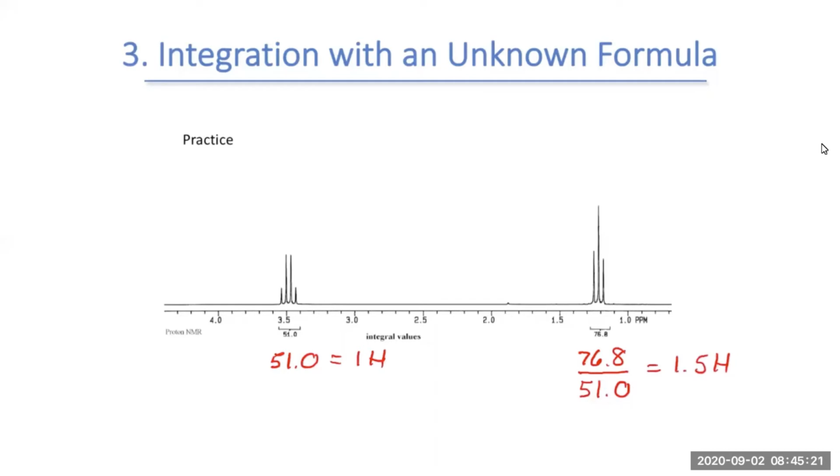If this happens, then we double all the areas to give a whole number of integers for hydrogens. So if I double my 1 hydrogen, I get 2, and if I double the 1.5, you get 3. So that means in this compound, we have a ratio of 2 to 3 hydrogens for our peaks. And since the formula is not known, this would be our final answer for the integrations. Our peak at 3.5 would be 2 hydrogens, and our peak at 1.2 would be 3 hydrogens.